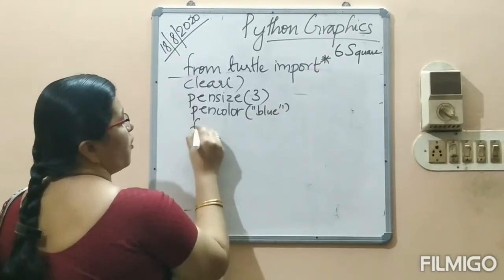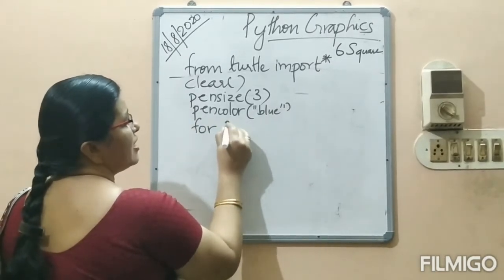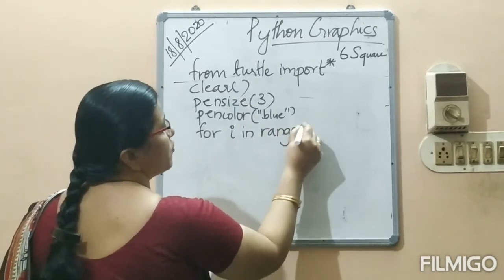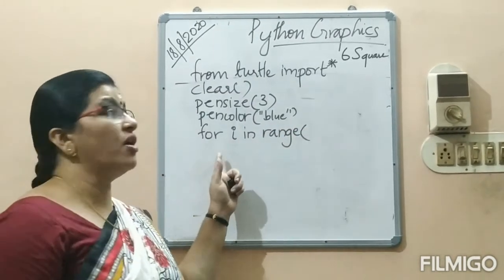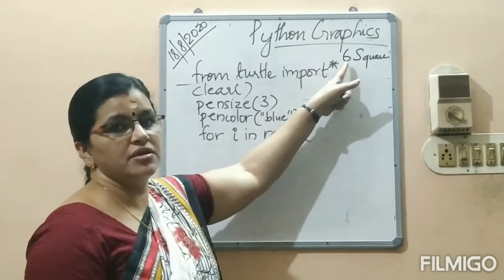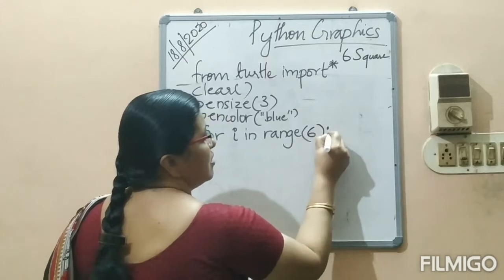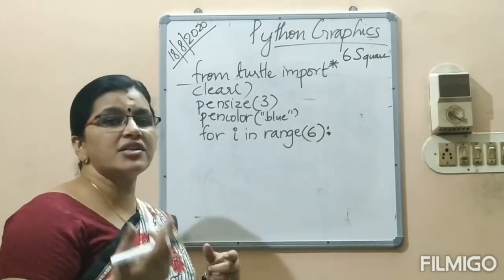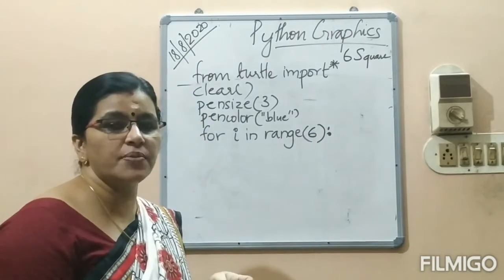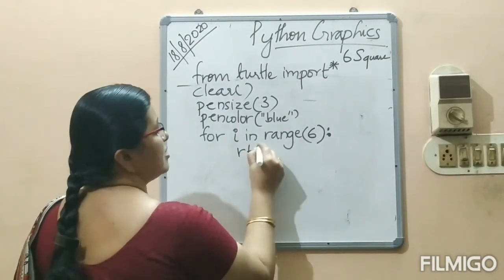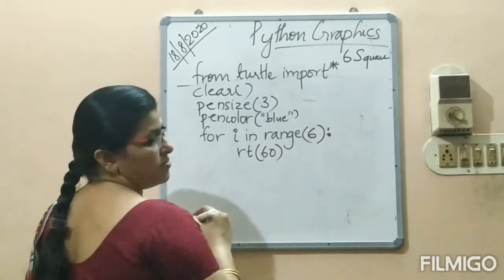Then after that, for I in range. What is the first loop for? How many numbers? 6 squares. If it is 6, what will be the RT? 360 divided by 6? 60. RT 60.